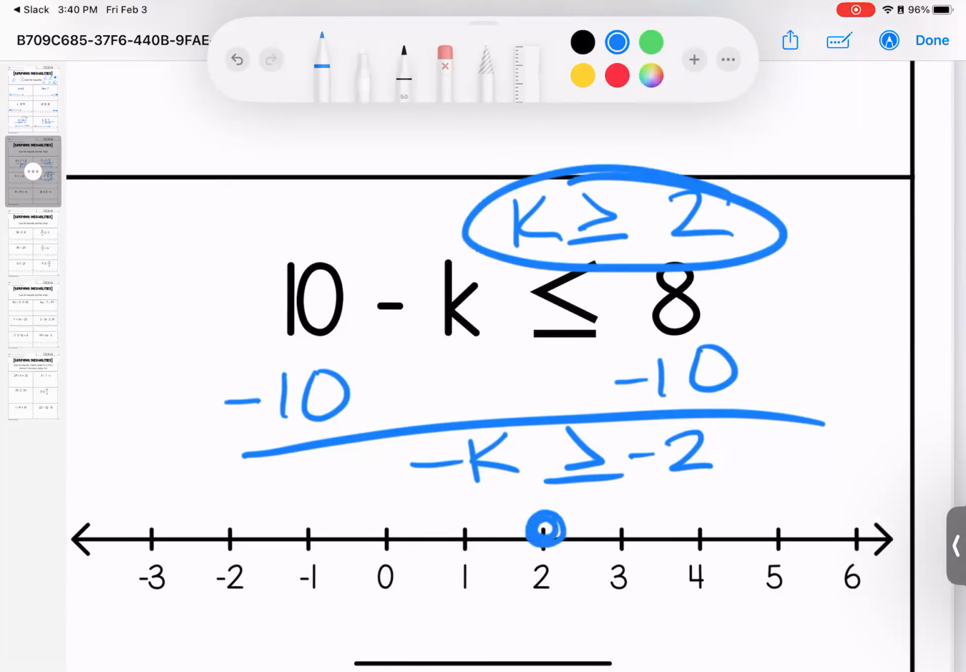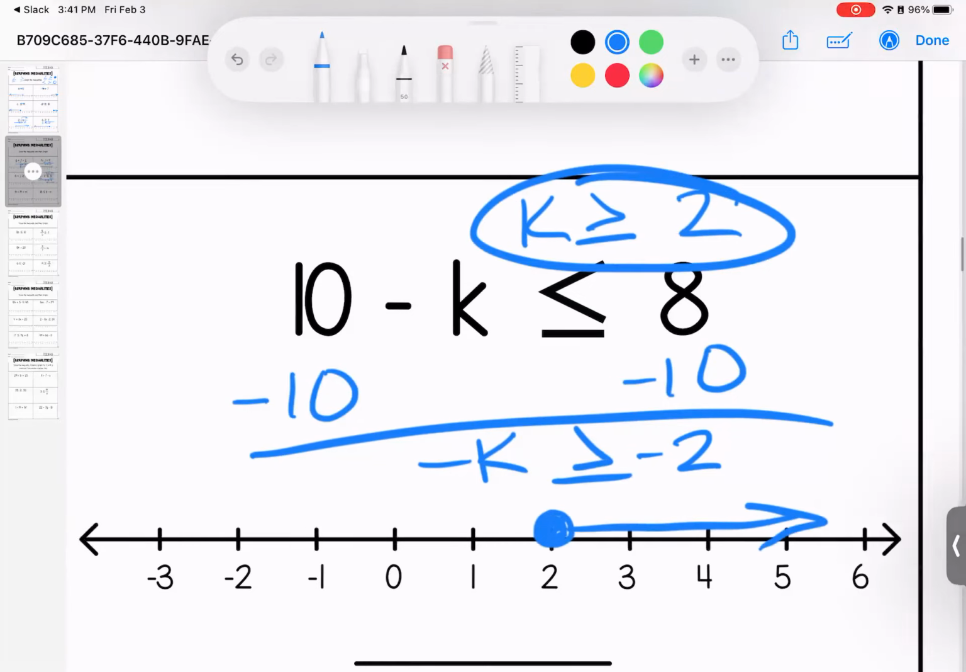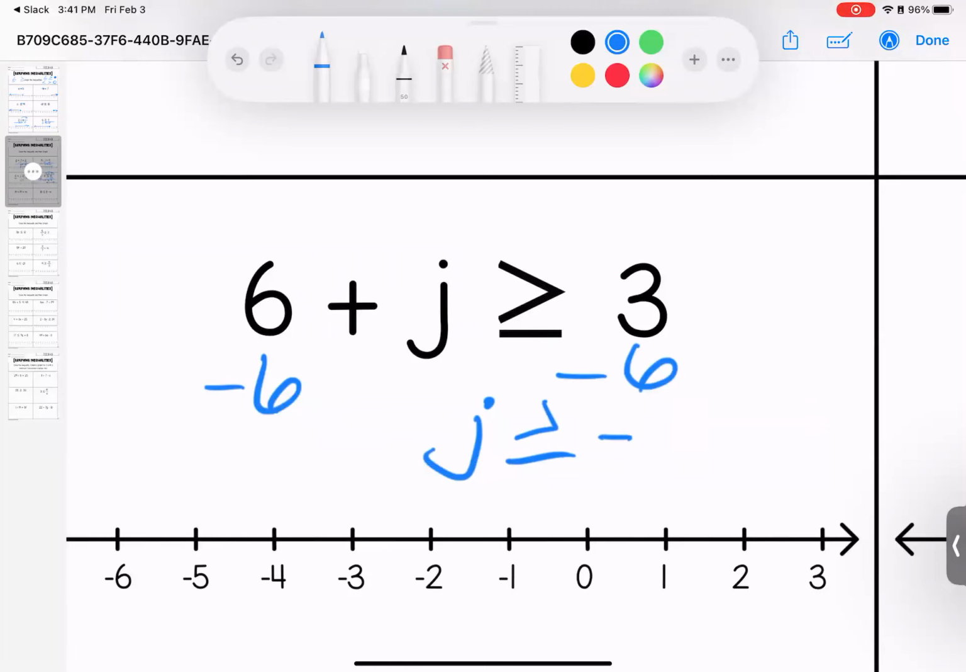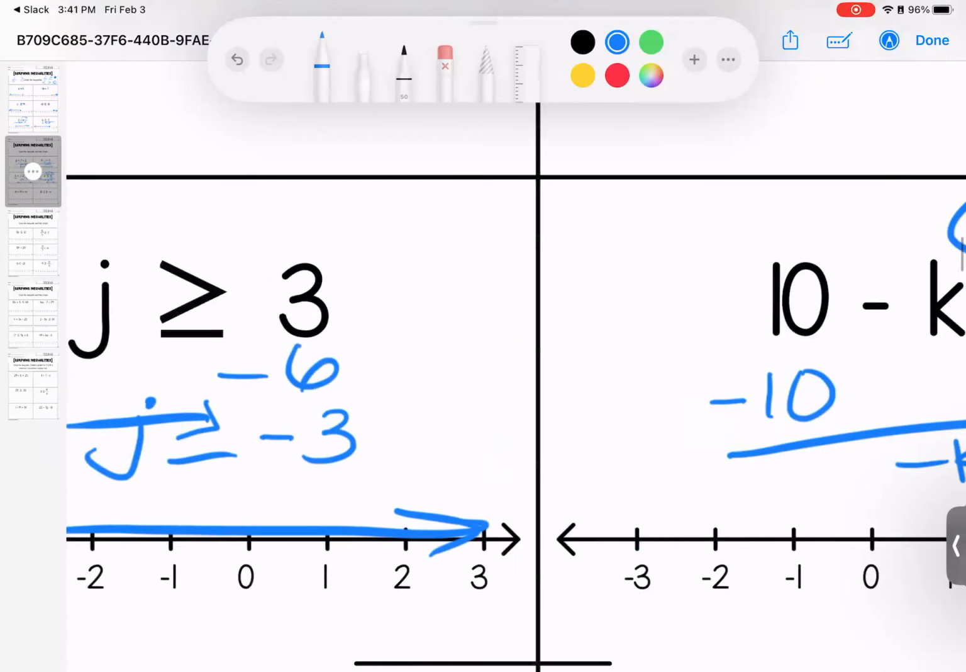I'm going to fill it in, and I'm going to draw my arrow over here. -6, -6. J is greater than or equal to -3. -3, fill it in, draw my arrow. It has to be greater than -3 or equal to.